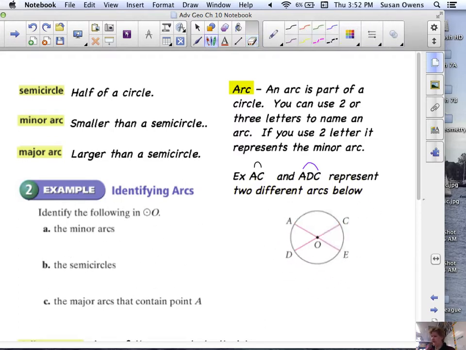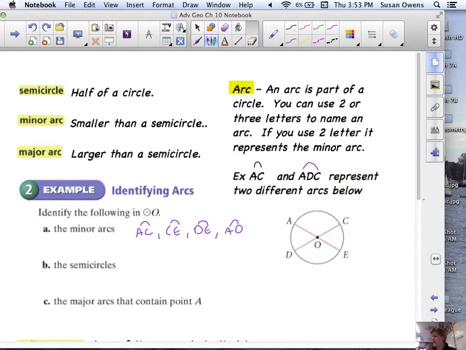In my picture, identifying some of the minor arcs: AC would be a minor arc. Notice we put that little arc sign above it. CE would be an arc. DE would be a minor arc, and AD. It doesn't matter if we call it AD or DA, it's the same. Those are the only minor arcs I have. If I use DAC, because DC is a diameter, then that would have to be a semicircle, which is the next one it's asking.